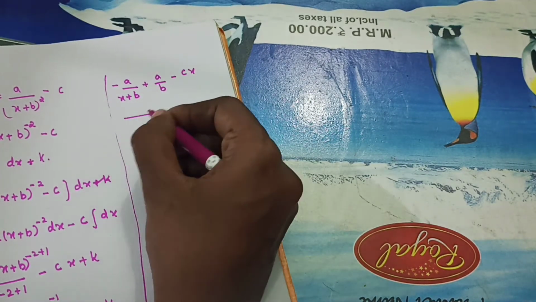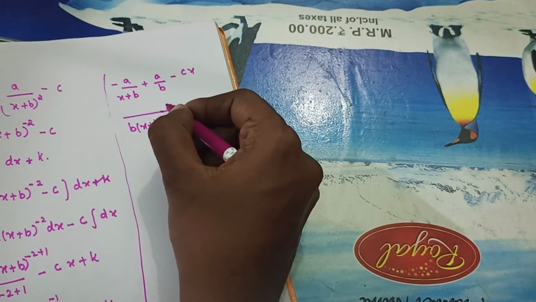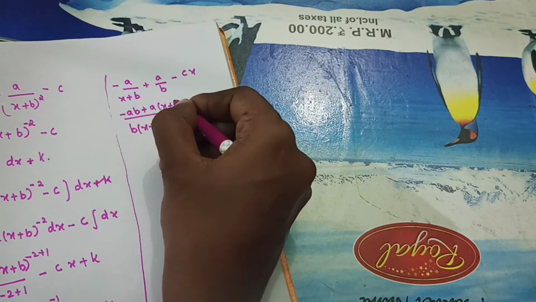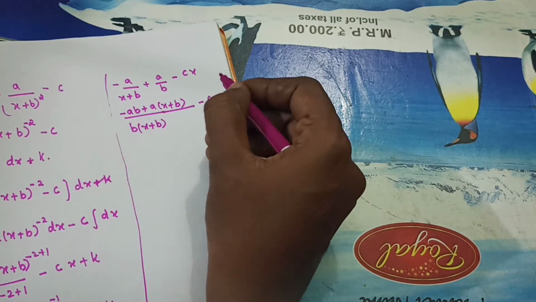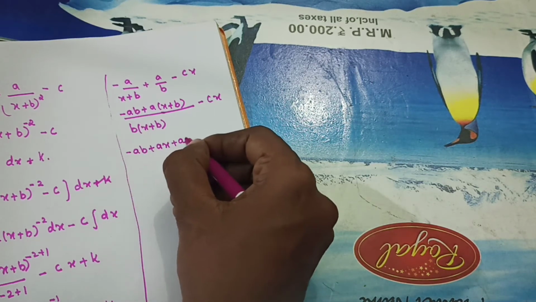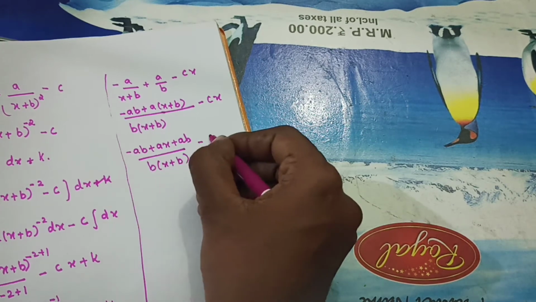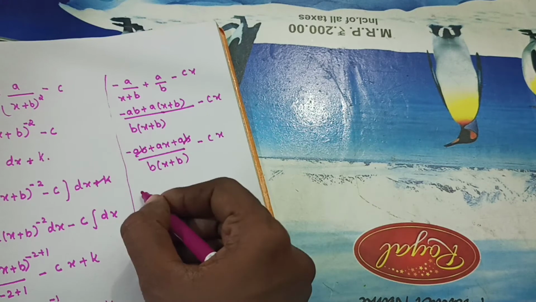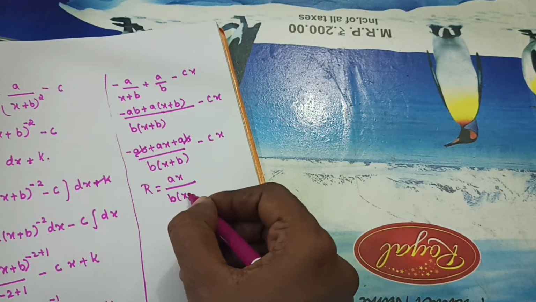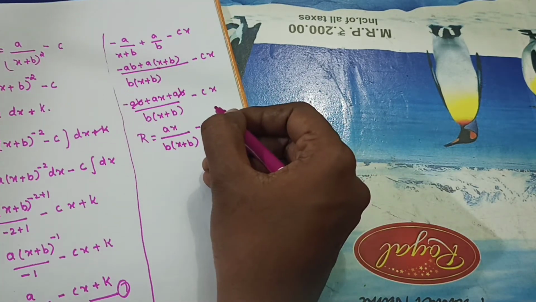For this you can take the LCM. So b into x plus b is the LCM. So what will happen in the numerator? Here 1 minus ab plus a into x plus b minus cx separately. So what will happen? Minus ab plus ax plus ab divided by b into x plus b minus cx. Okay, so this and this will get cancelled. So what's the value of r now? Ax divided by b into x plus b minus cx. Okay, so this is the value for r.